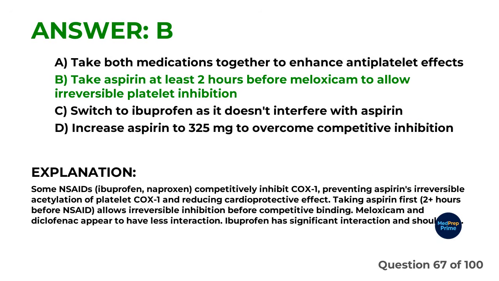Correct answer B. Some NSAIDs, ibuprofen, naproxen, competitively inhibit COX-1, preventing aspirin's irreversible acetylation of platelet COX-1 and reducing cardioprotective effect. Taking aspirin first, 2+ hours before NSAID, allows irreversible inhibition before competitive binding. Meloxicam and diclofenac appear to have less interaction.